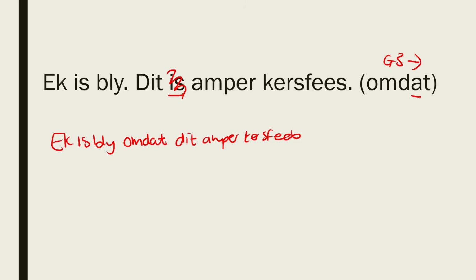And that word I took out is the verb. Because remember, the verb goes at the end of the sentence. And then you put a full stop. So now you've successfully combined two sentences with omdat. Ek is bly omdat dit amper Kersfees is.